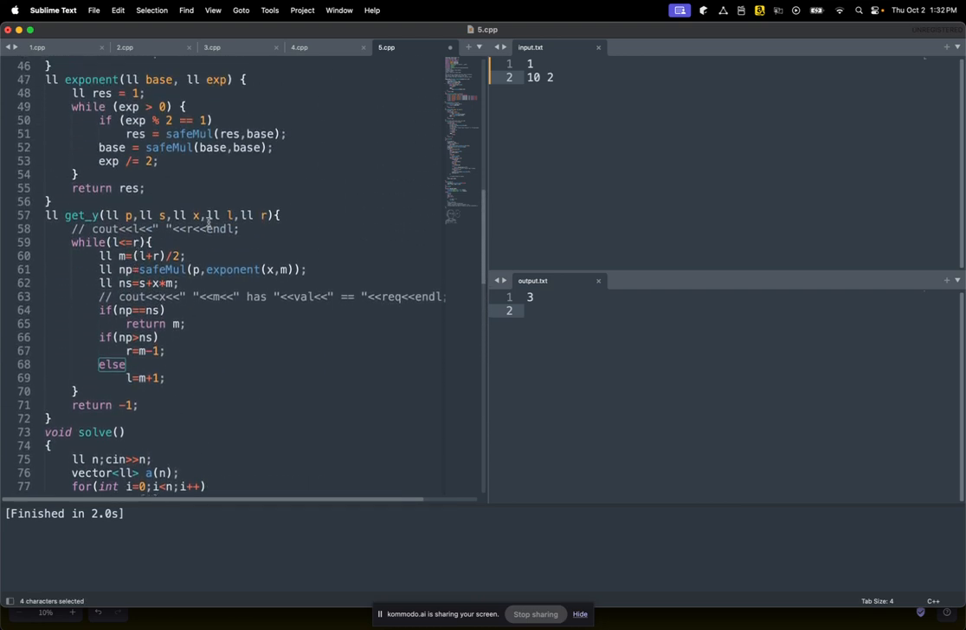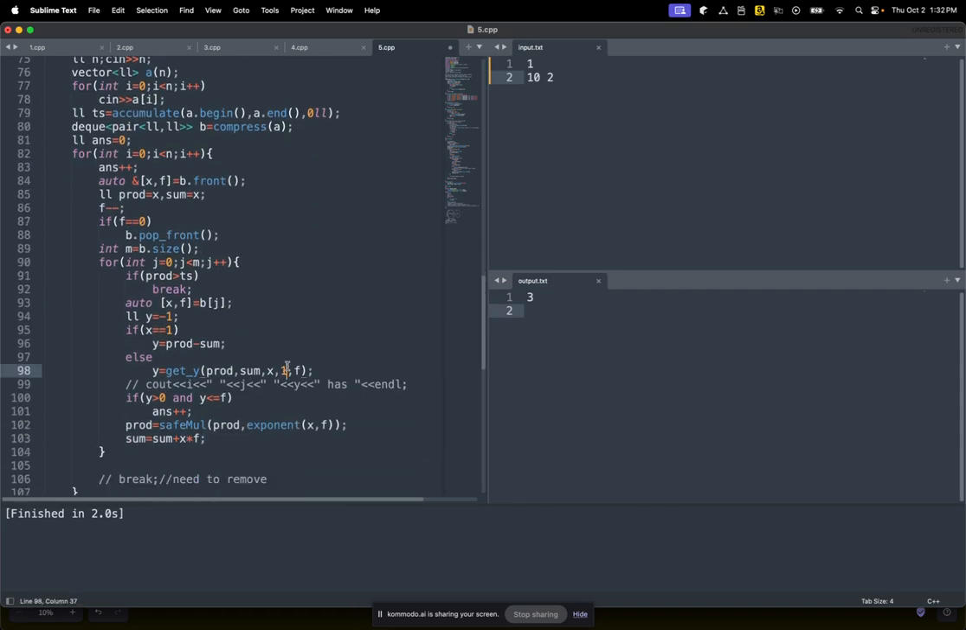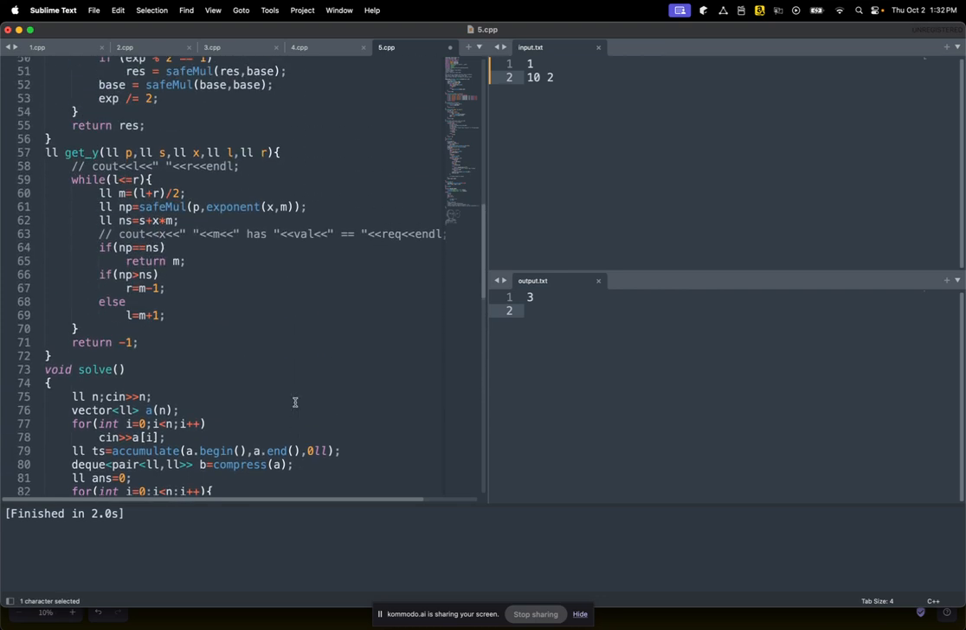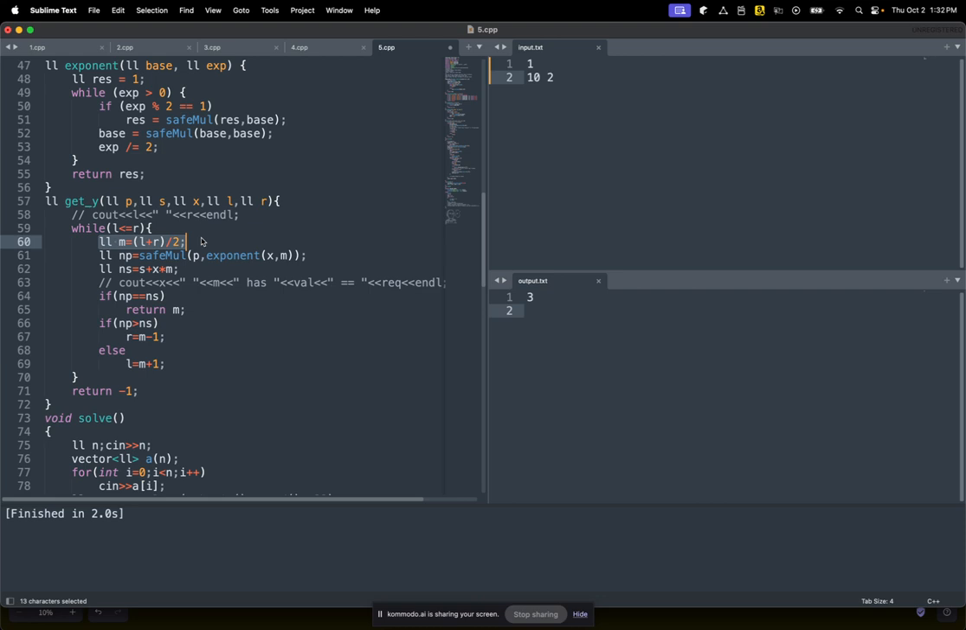So to get y, L is the starting point, which we are given as 1. How many times we can pick this x at minimum, and at maximum how many times you can pick. So with L and R, I calculate the M, I get the product. On getting this product, you have to be careful to use a safe multiplication kind of function.